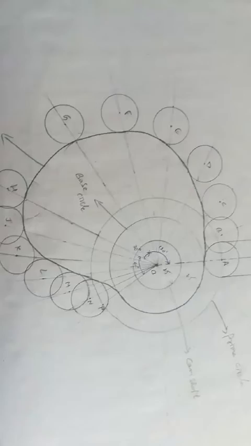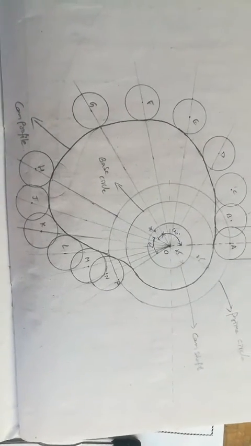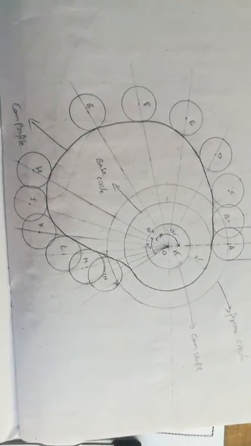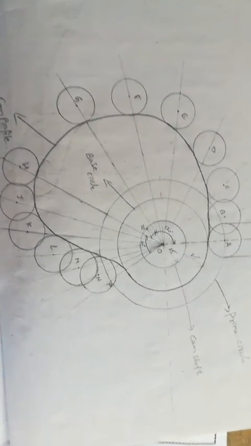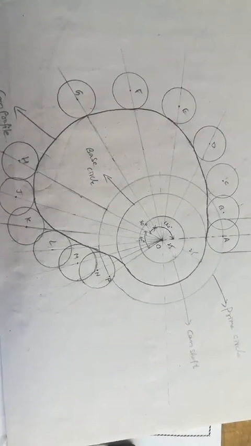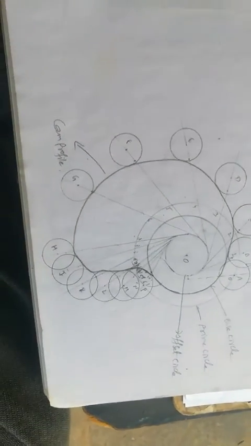By using this procedure, you get a diagram like this. Up to this, the first part, part A, is complete. Now we are going to discuss the second part. This is the second part of the diagram.